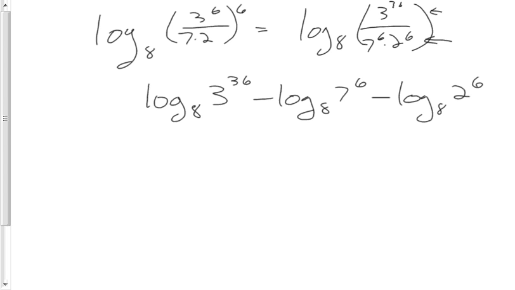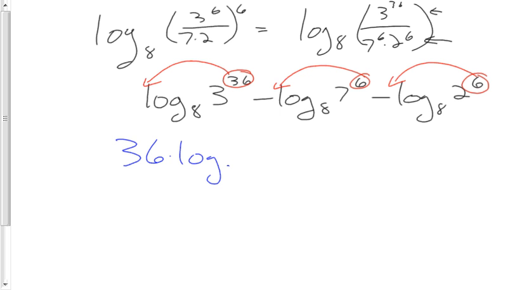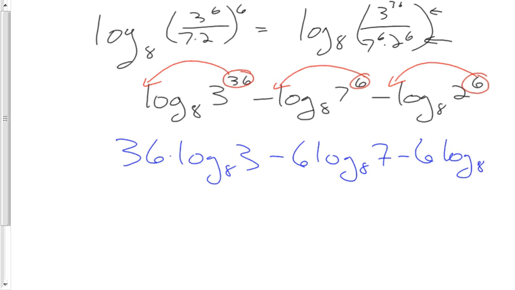So then the final thing we can do is the power property, which says any exponents in the log can turn into an external product. So each of these exponents can jump down in front, so to speak, and they're now multiplied by their individual log. So 36 times log base 8 of 3 minus 6 log base 8 of 7 minus 6 log base 8 of 2. This would be fully expanded. We couldn't break this down into any more logs, and there's no more exponents inside each log.